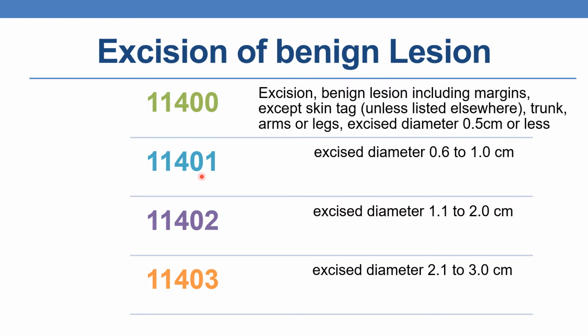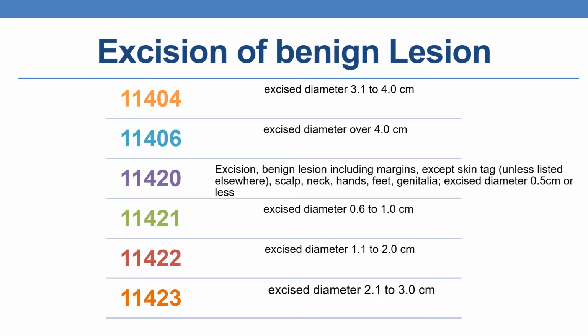The next code is 11401. Here the excised diameter is 0.6 to 1 centimeter. The next is 11402. Excised diameter is 1.1 to 2 centimeters. Next is 11403. Excised diameter is 2.1 to 3 centimeters. Now coming to the next code 11404. Excised diameter is 3.1 to 4 centimeters. The next is 11406. The excised diameter is over 4 centimeters.